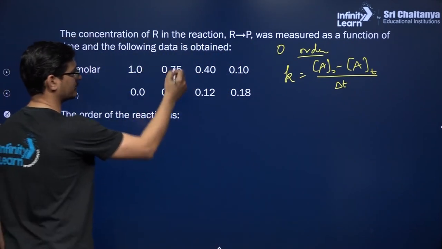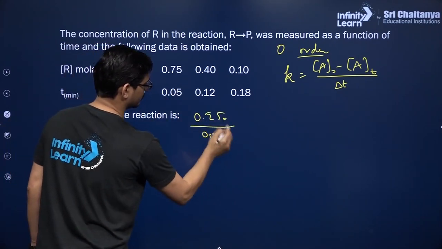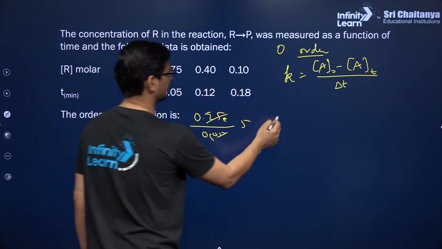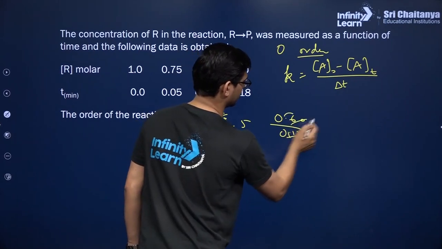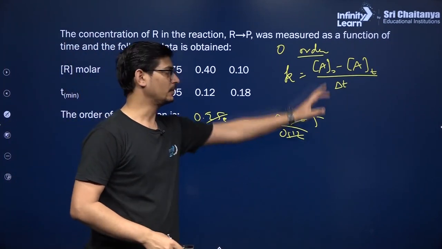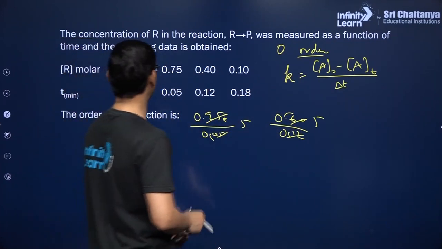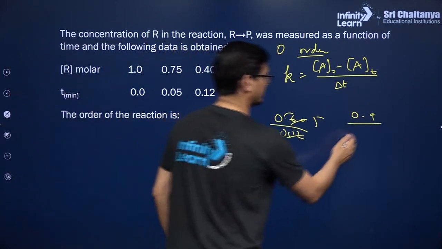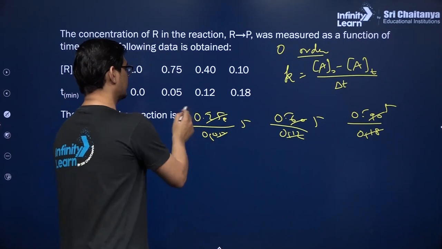So yes, 1 minus 0.75 is 0.25 divided by the time interval 0.05. So this is 5, right? Then 1 minus 0.4 is 0.6, and this is 0.12. So this is also 5. So that confirms that because the rate constant is coming out to be 5 each time, using zero order integrated rate equation, the reaction has to be zero order. But anyway, let us check the final data set also. 1 minus 0.1 is 0.9 divided by 0.18, the time interval, right? So it is coming out to 5. The reaction is zero order, right?